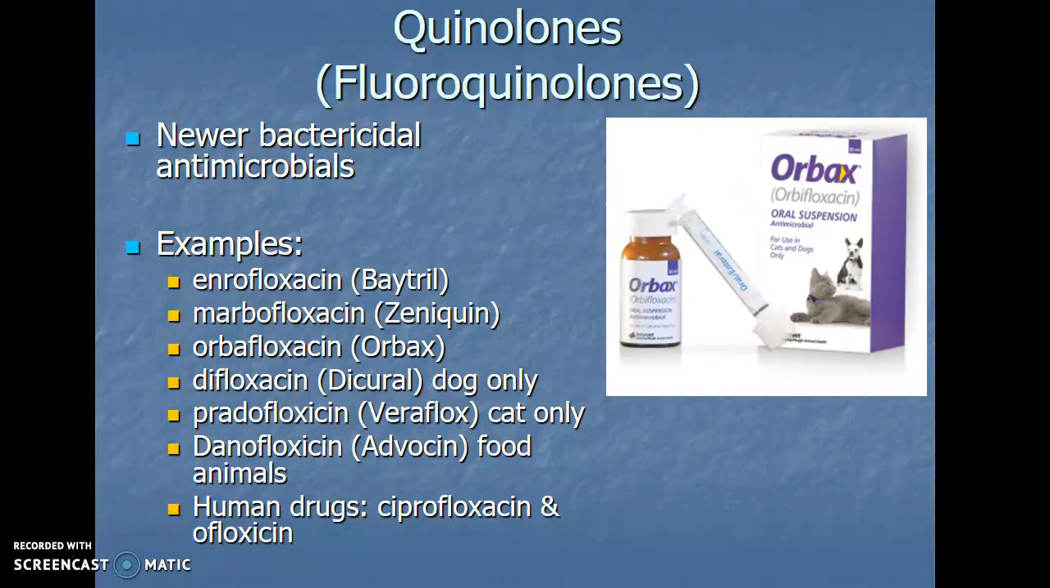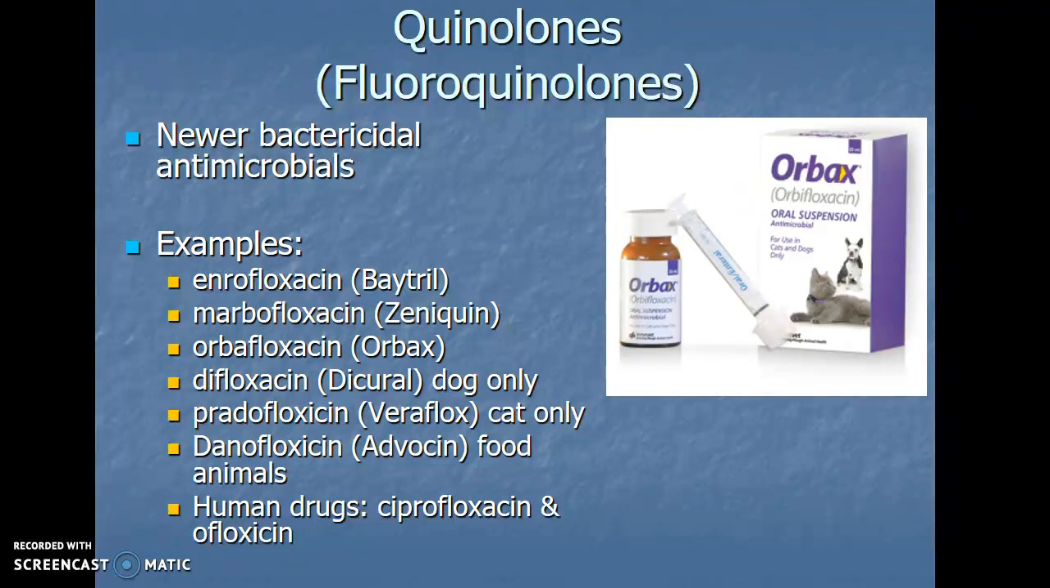Enrofloxacin is very common in clinics these days. It's otherwise known as Baytril. Marbofloxacin, known as Zenequin, and orbifloxacin, known as Orbax. Those are also fairly common. Difloxacin, or Dicural, is a dog-only approved quinolone drug, and pradofloxacin, or Veraflox, is a cat-only one in this country. In Europe, they have it approved for both dogs and cats. Danofloxacin is one of the unusual ones that is still used in food animals.